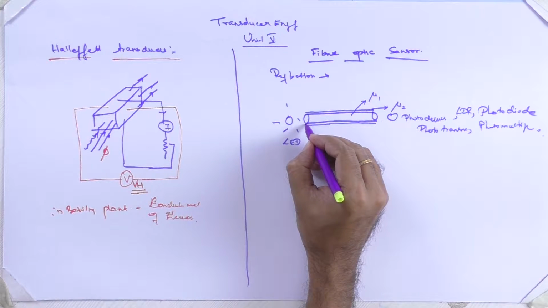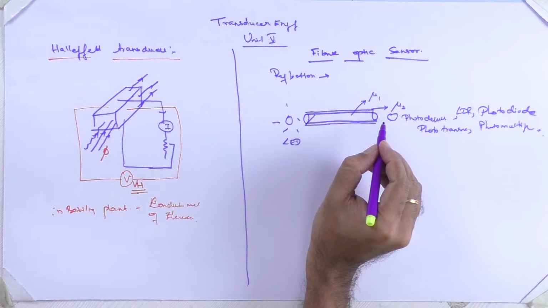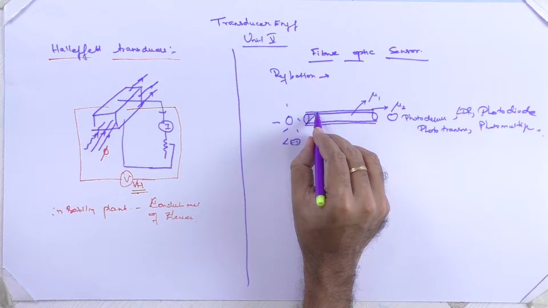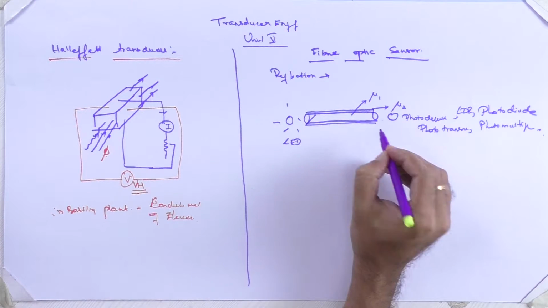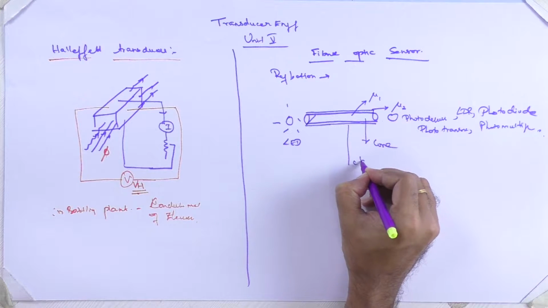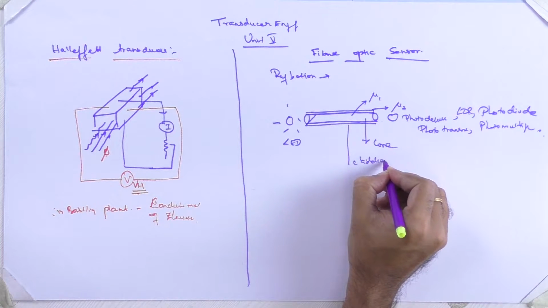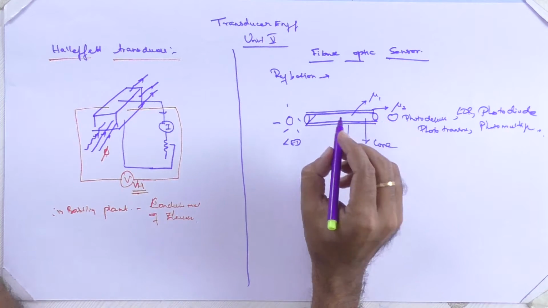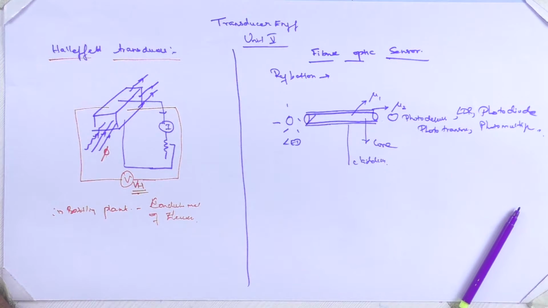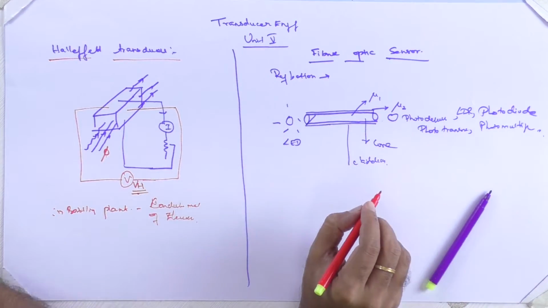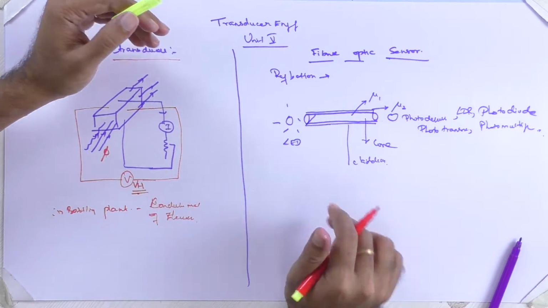light enters here. As the refractive index of both are very different, the cladding has a higher refractive index. This is the core, this is the cladding. The core has a lower refractive index compared to that of the cladding, and it goes like this.